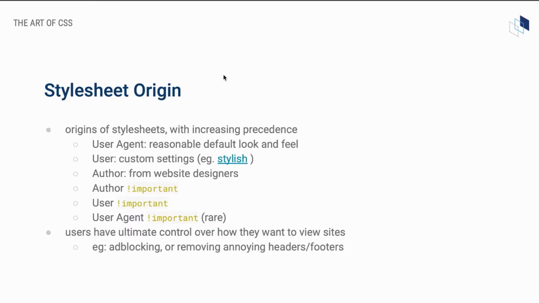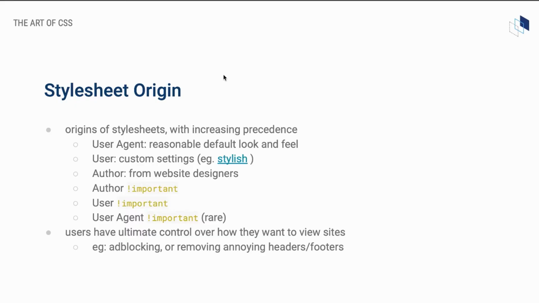This means that users have the ultimate control in how they want their websites to look. For example, they might include ad blockers in there, or they might remove annoying headers, footers, and anything else on their page because they own that CSS at that point. Finally, theoretically, there's a user agent bang important, but I believe these don't actually exist out in the wild. Otherwise, there's really no point in having the style sheet at all. Okay, so that's the CSS cascade. Let's talk now about inheritance.